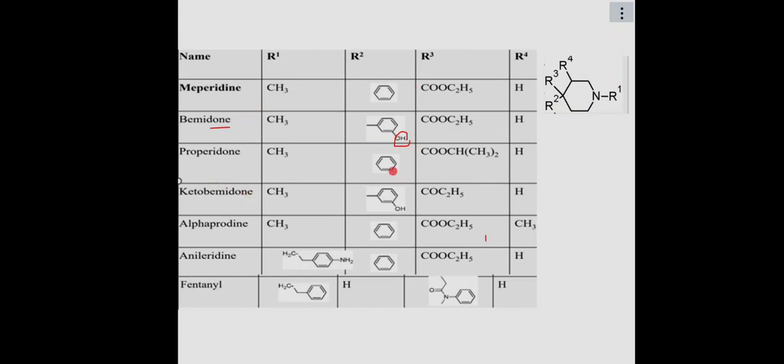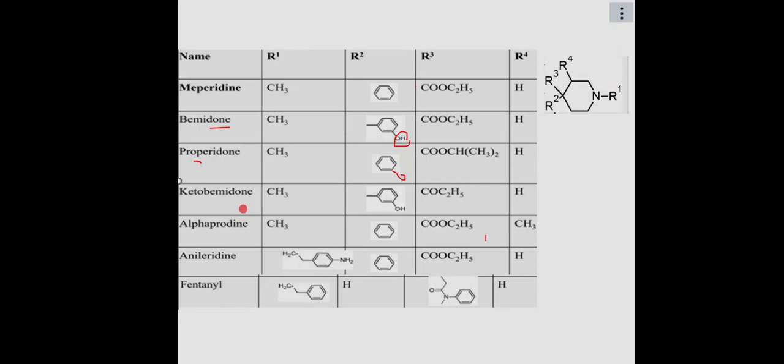And then you have the propylidone. Even this would have a no H here. That was an omission for it to be correct. And you can see we are calling it proper because I believe there is a change in the length of that chain at that position. But again, bemidone should have a hydroxyl group there.